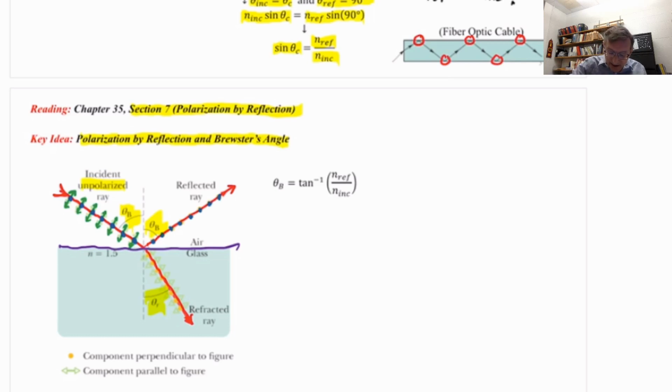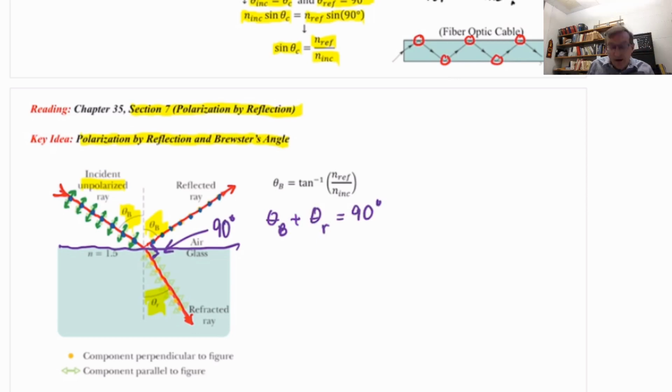And it turns out that if the angle between the reflected ray and the refracted ray is 90 degrees, that's the important thing. The angle between the reflected ray and the refracted ray is 90 degrees. That's when you get this polarization of the reflected ray. So it's not hard, using the law of refraction, to calculate what that magic incident angle theta b is. You just have to apply the law of refraction plus this constraint.